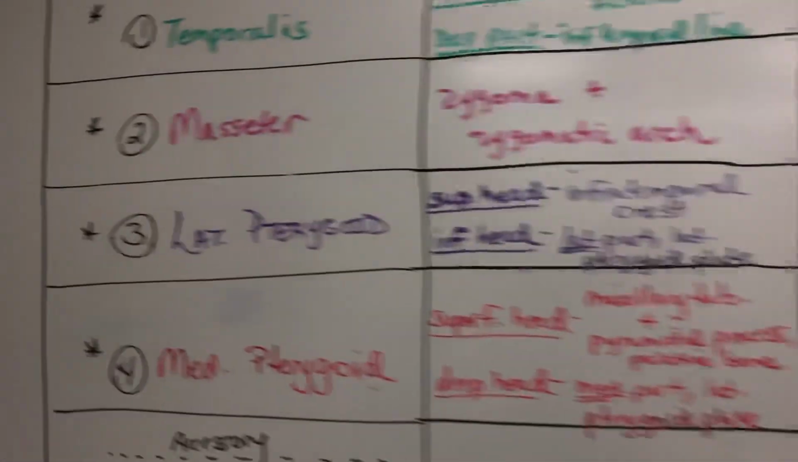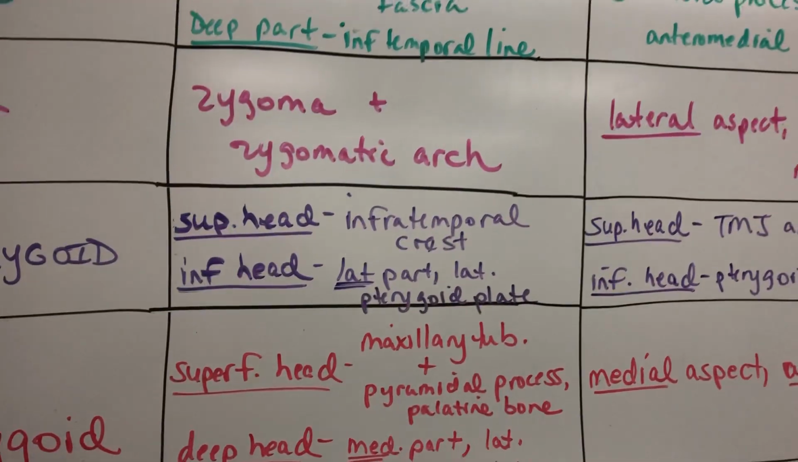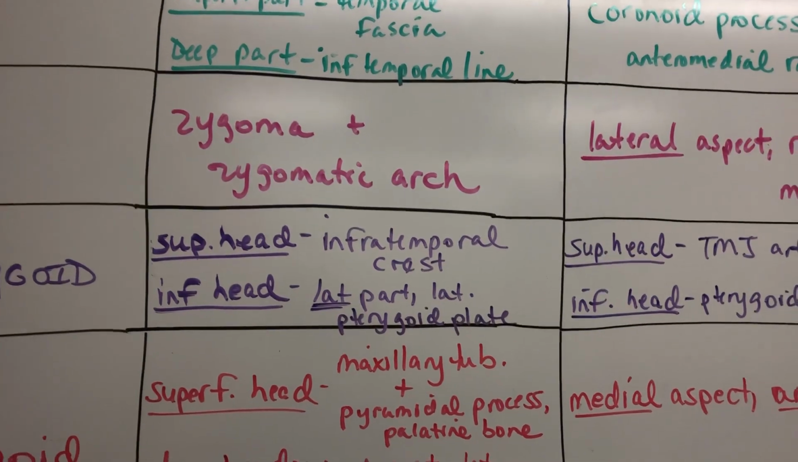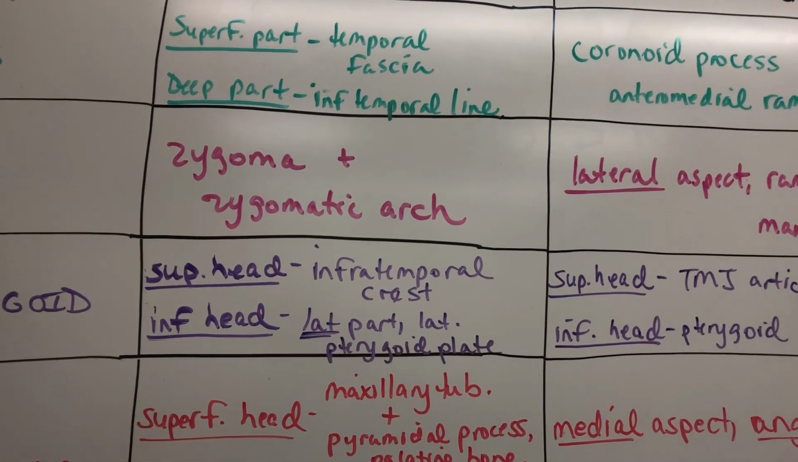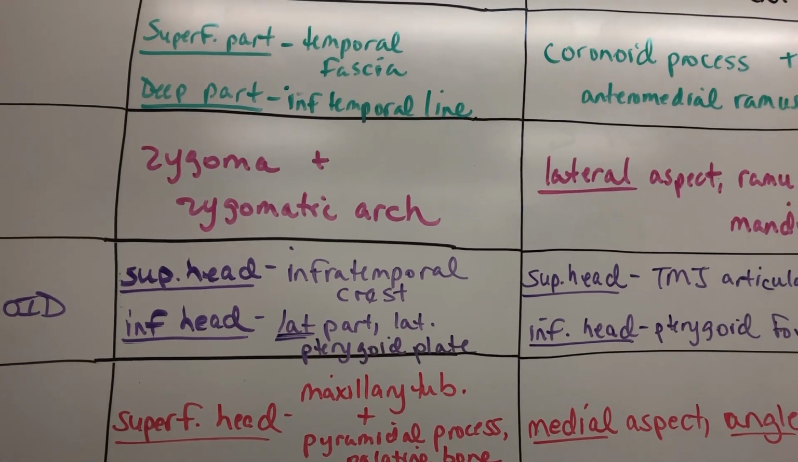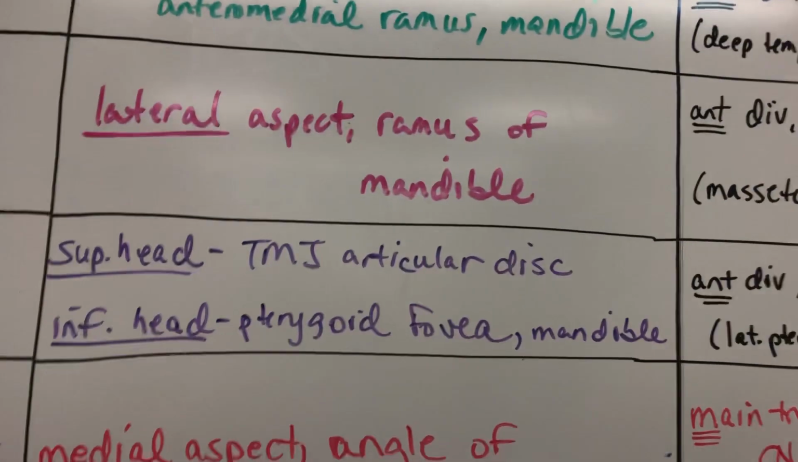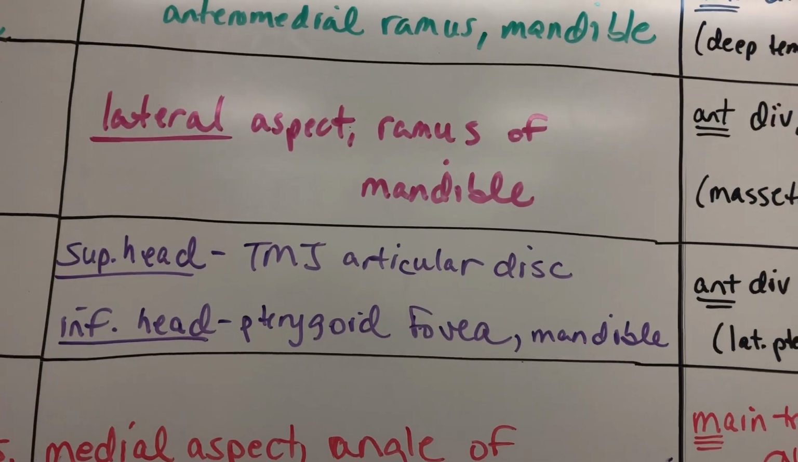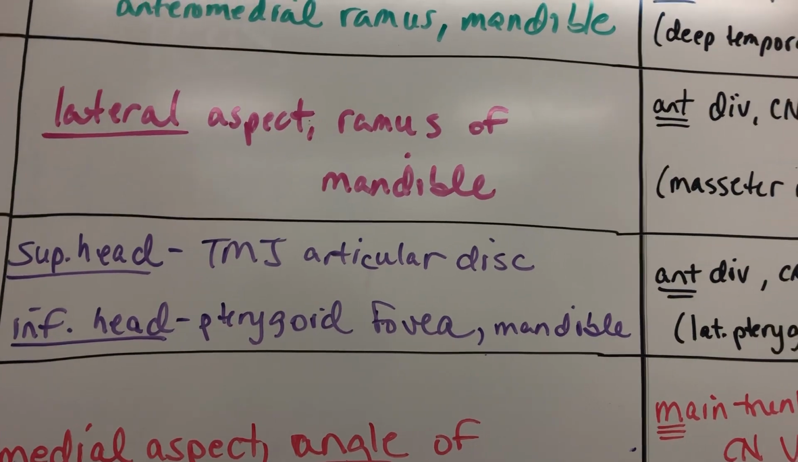Now to the lateral pterygoid. The lateral pterygoid muscle has two parts. It has a superior head and an inferior head. Its superior head comes from the infratemporal crest of the sphenoid bone, and the inferior head comes from the lateral portion of the lateral pterygoid plate of the sphenoid bone. Its superior head then inserts more distally onto the TMJ articular disc, and the inferior head goes to the pterygoid fovea on the neck of the mandible.